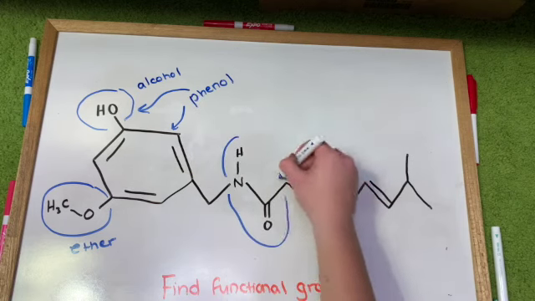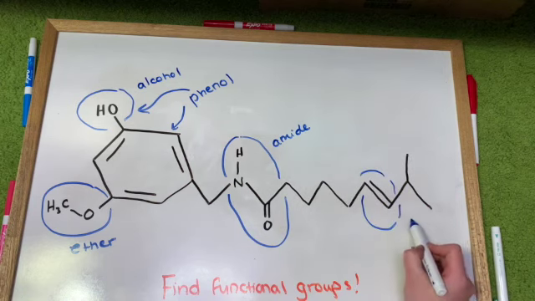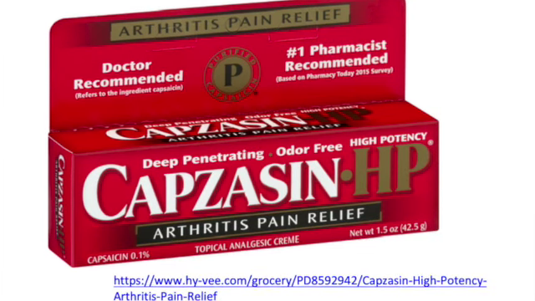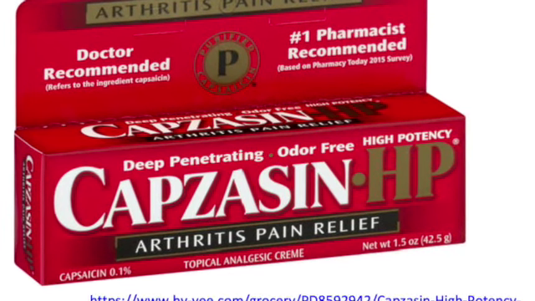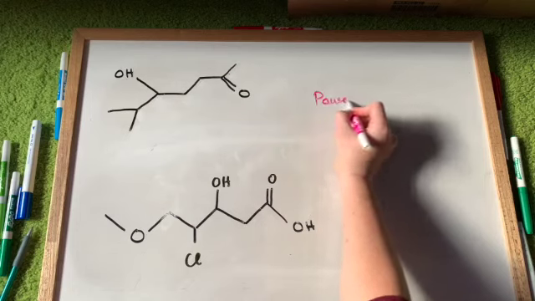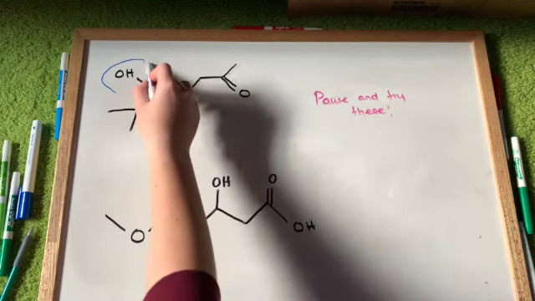Next, you would label the amide, which you can see with the double bonded oxygen, and then there's the alkene with the double bond. So this compound is actually capsaicin, an ingredient used in arthritis pain relief. So next, please pause the video and try to name these yourself using the rules.